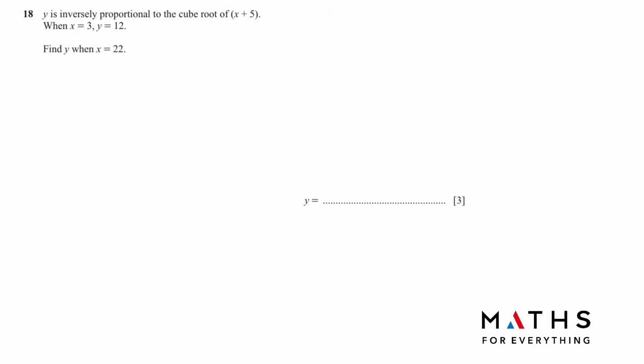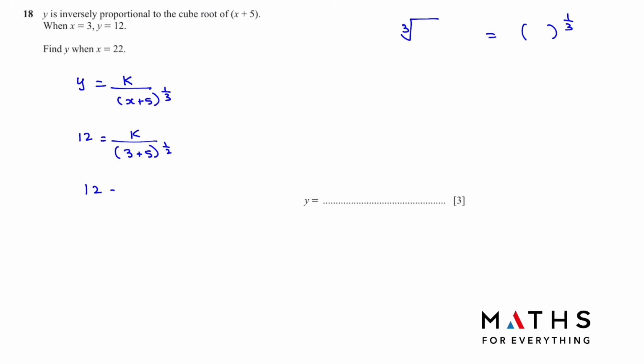Question number 18. Y is inversely proportional to the cube root of x plus 5. That means we will write y is equal to k over x plus 5. Cube root means I can either write this way or I can write to the power of 1 over 3. Now replace your y, replace your x. X is 3. This will give us, sorry, this is a 3 there, 2. Cross multiply, 12 multiplied by 2 is k.